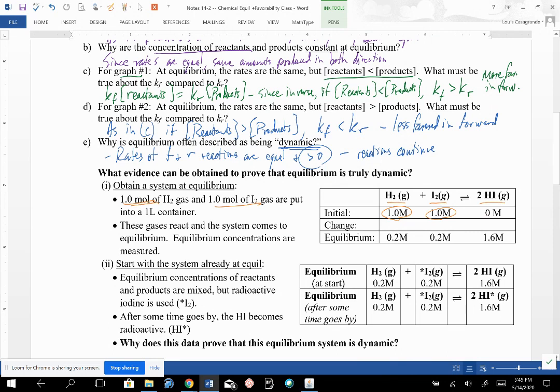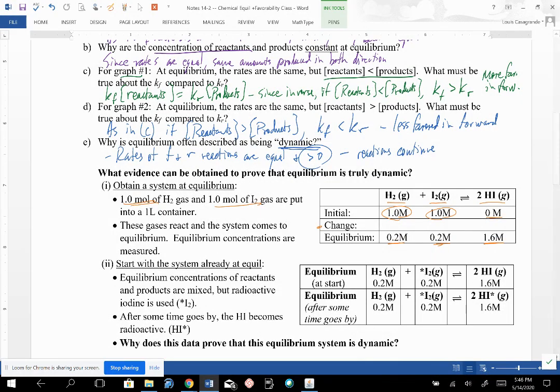And initially, so this is an ICE table in which we're going to track what's happening between what we do initially and what happens eventually to get us to equilibrium. And this change is going to be a crucial thing that we're going to be looking at. So initially, we don't have any of our product. This is an evacuated 1 liter container to start with. Now, the reaction occurs and we come to equilibrium. At equilibrium, we find that we have 0.2 molar of each of the reactants and we have 1.6 molar of the product.